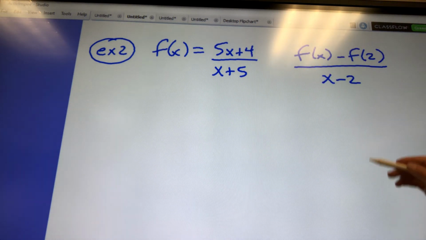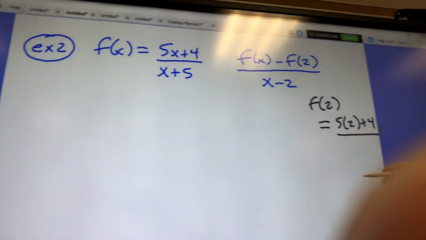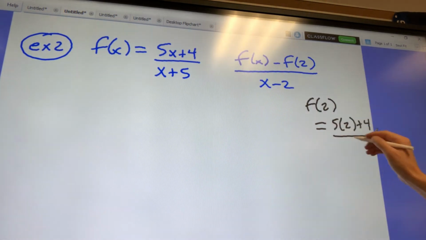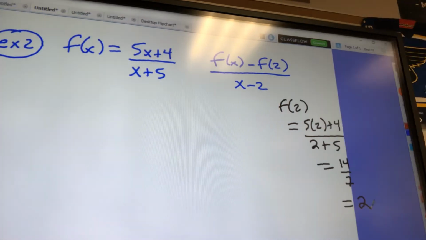Still, I need to figure out what f of 2 is, so off to the side. f of 2 is 5 times 2 plus 4 over, I'm plugging 2 in for x, 2 plus 5, 14 over 7. f of 2 is 2. That's a 2. 14 over 7 equals 2.